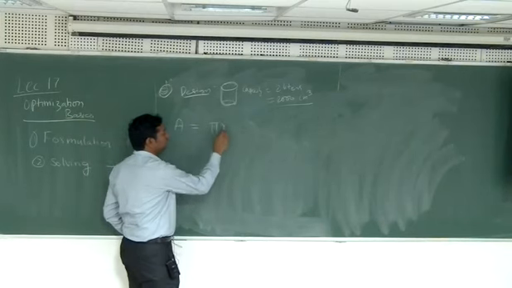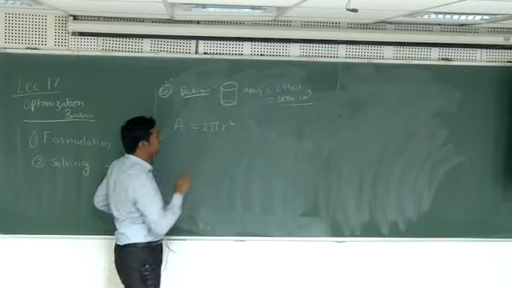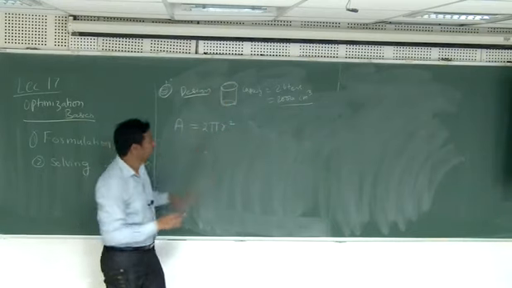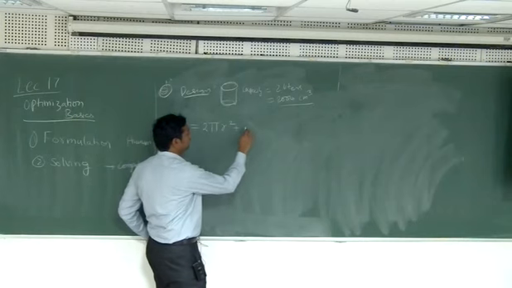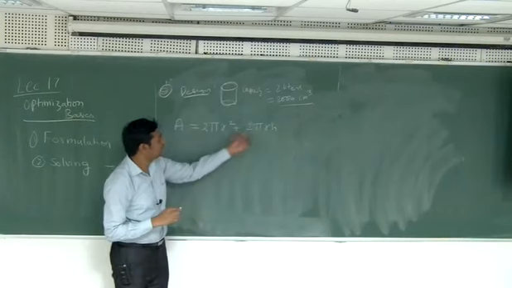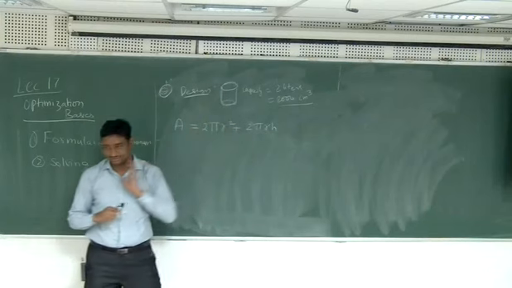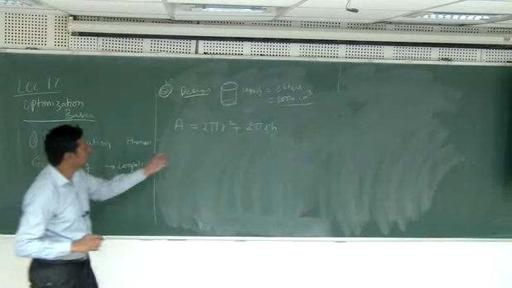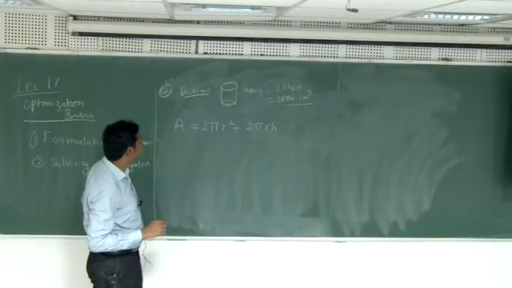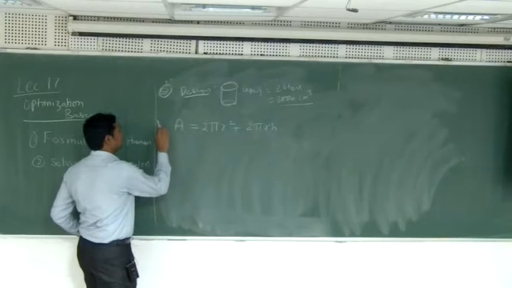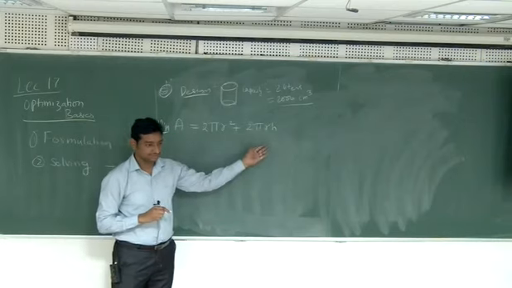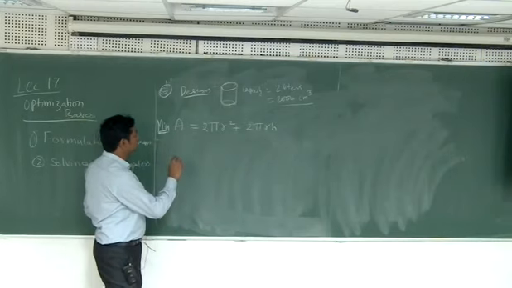So pi r square into 2. This is the bottom and top. Pi r square into 2 plus 2 pi r h. So 2 pi r is this one and h is the height. So this is the surface area of a cylinder. Okay. So this you want to minimize. So I'll write MIN. Minimize this quantity. So what is the constraint?